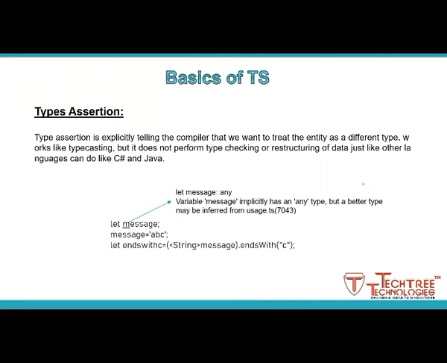So this is the way type assertion is done. You can see the default type is any. The variable message implicitly has any type, but a type may be inferred from usage. Usage.ts is just me pointing to the rules of TypeScript. The code is 7043 for that. In the very next line, I have typecasted it to string. As you can see, I used angular brackets to specify the string type. So this is called type assertion in TypeScript.